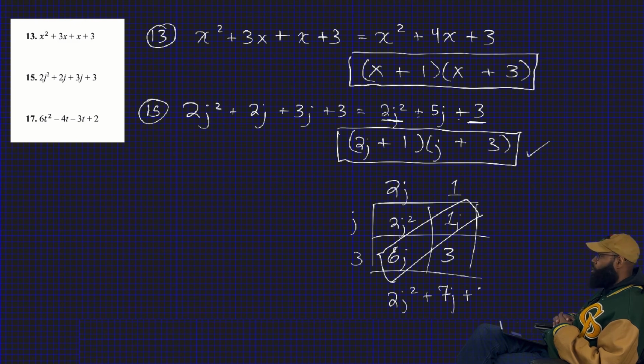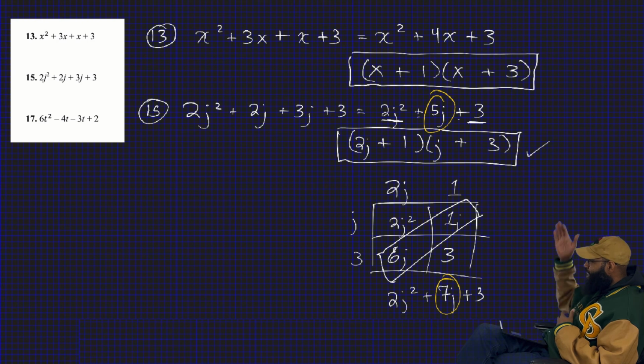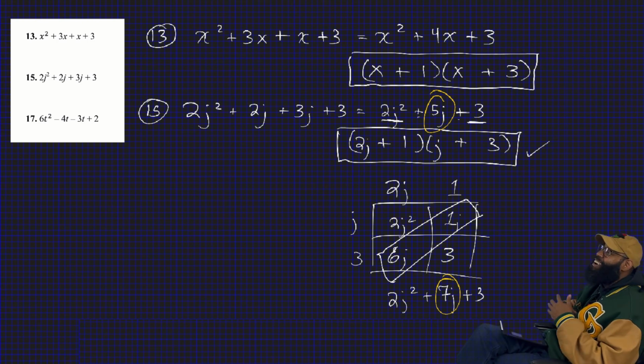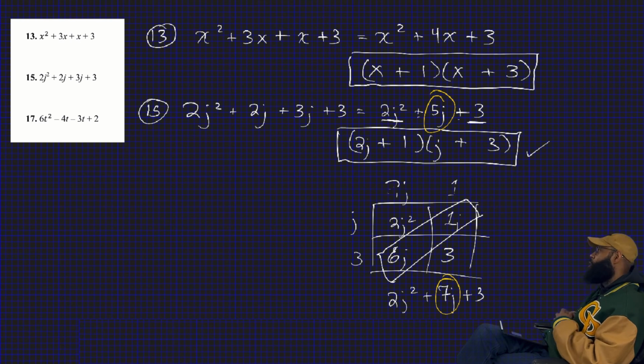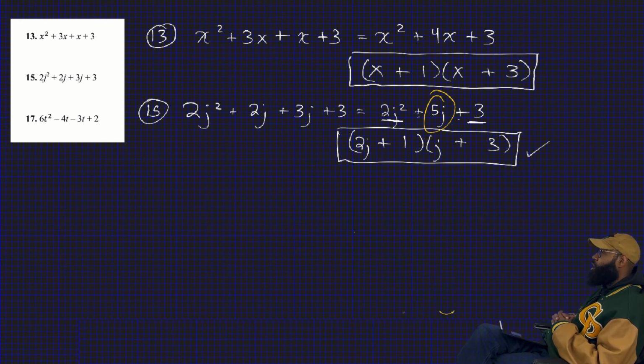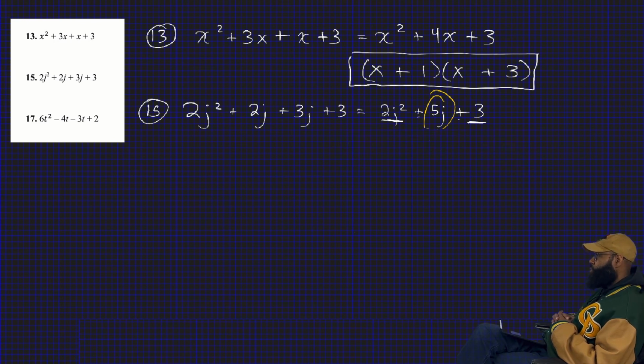I don't think so. 2j squared plus 7j plus 3. Well, we've got a problem, guys. 7j is not 5j. Did I know this was going to happen? You know I knew it was going to happen. So what we got to do? We got to fix it. And when I say fix it, it's not correct. So let's take another look at it.